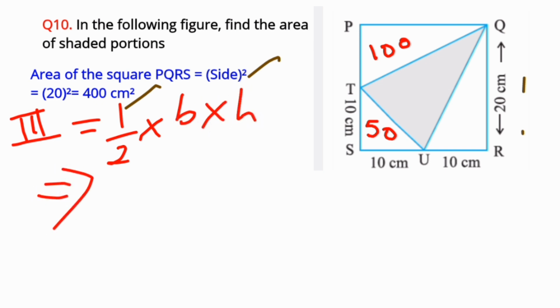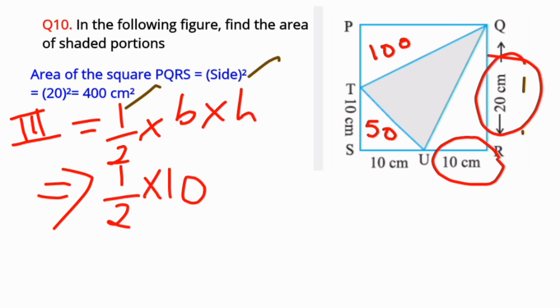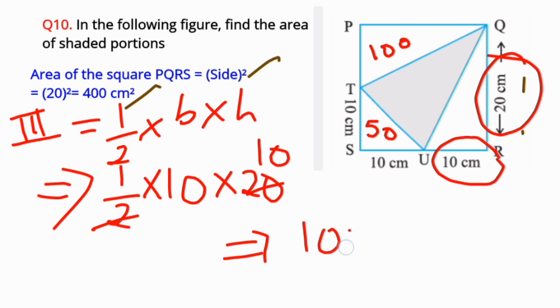So for the third triangle, base is 10 centimeter. So 1 upon 2 into 10. Height is 20 centimeter. So into 20. 2 tens are 20. 10 tens are 100 centimeter square is the area of the third triangle.